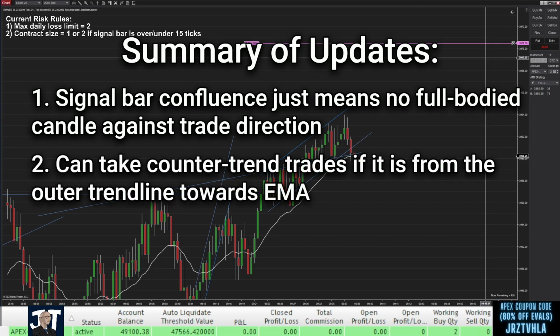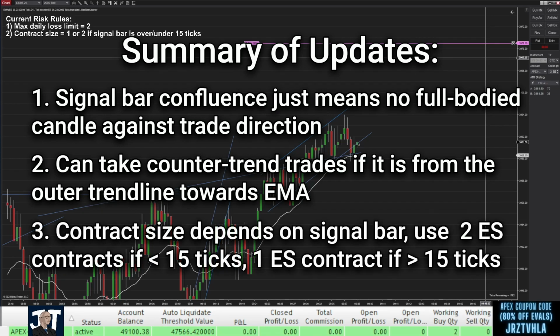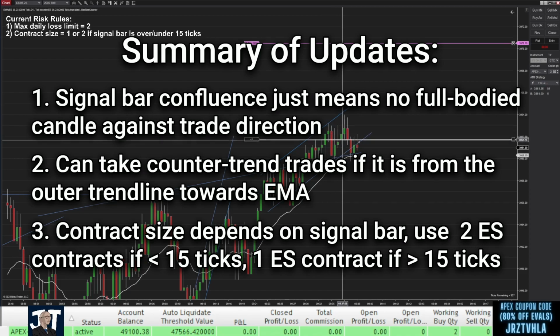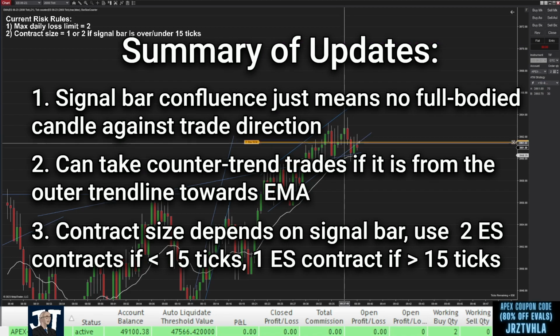2. When price is very far from the EMA, I noticed it has a high chance of getting pulled back towards it. So I'll start taking setups from outer trend lines towards the EMA, even if it's against the trend. 3. It's too difficult to set a maximum dollar risk per trade since my risk really depends on the size of the signal bars. So instead of setting a max risk per trade, I'm updating this rule to set my contract size to be based on the size of the signal bar. If it's less than 15 ticks, I'll use 2 ES contracts. If it's 15 ticks or more, I'll use 1 ES contract.